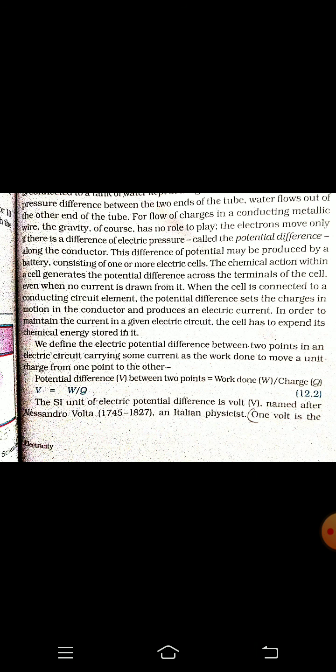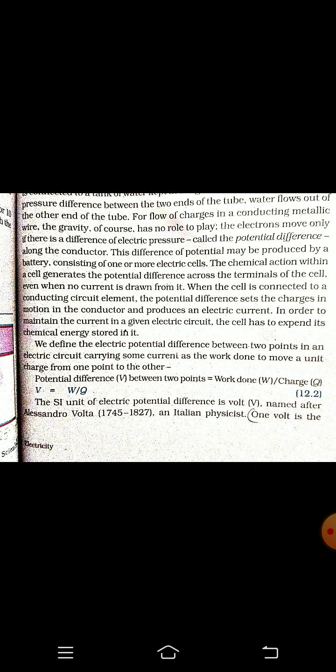The potential difference is measured by means of an instrument called the voltmeter. Students, this difference you need to remember. Electric current is measured by ammeter. Potential difference is measured by the voltmeter. The voltmeter is always connected in parallel across the points between which the potential difference is to be measured. Keep in mind, the voltmeter will always be connected in parallel.